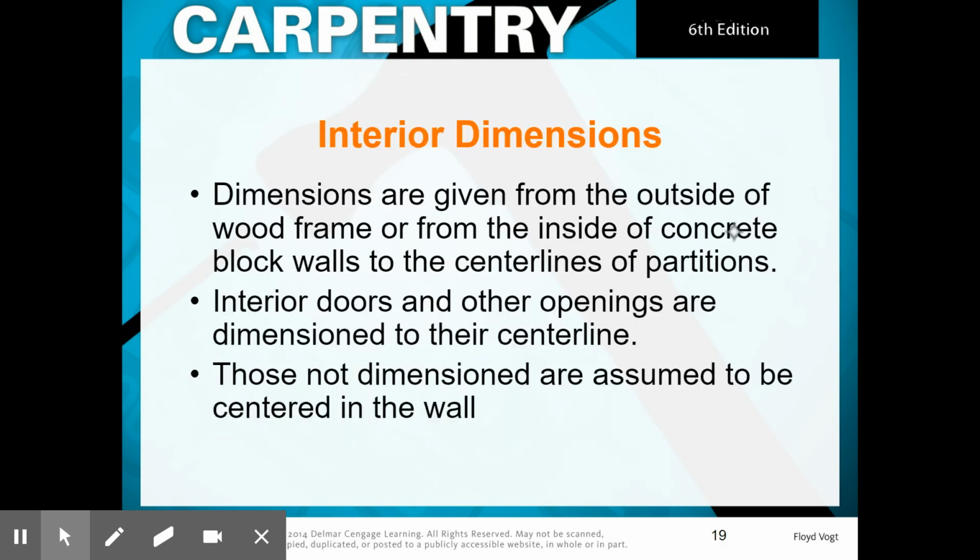On interior dimensions, they're given from the outside of wood frame or from the inside of concrete block walls to the center lines of partitions. So if you're going to do partition walls, which we're going to be laying out later on, we're going to go more in depth with this. Interior doors and other openings are dimensioned to their center line, so it's always laid out to the center, not to the outside, not to the inside, but to the center. Those not dimensioned are assumed to be centered in the wall.